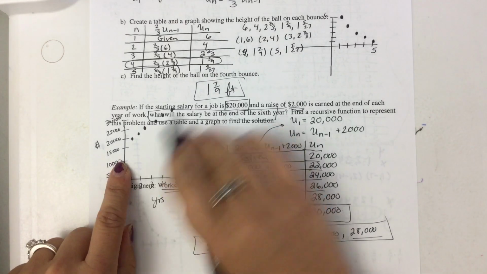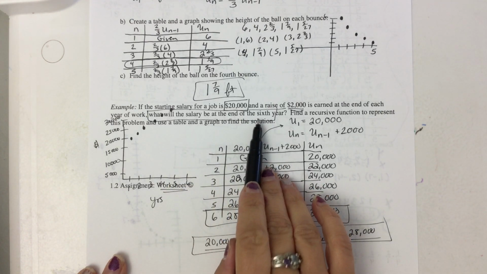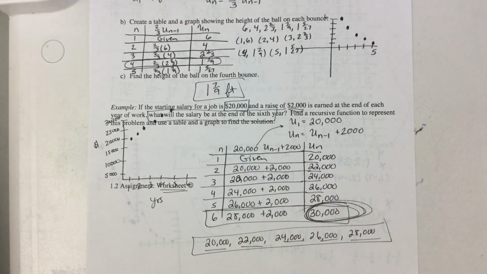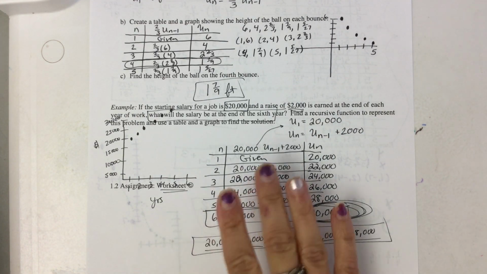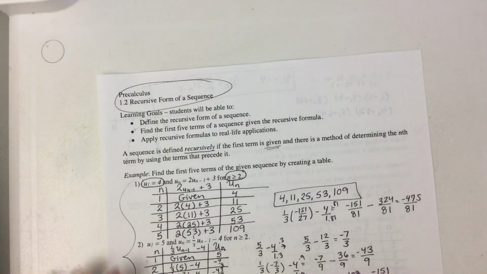If they ask you to state the first 5 terms, 1, 2, 3, 4, 5, those would be the 5 terms. This is what it looks like graphically. Here's the table. We answered the question. What would the salary be at the end of the 6th year? It is 30,000. That, my friends, is section 1.2, recursive forms of a sequence.